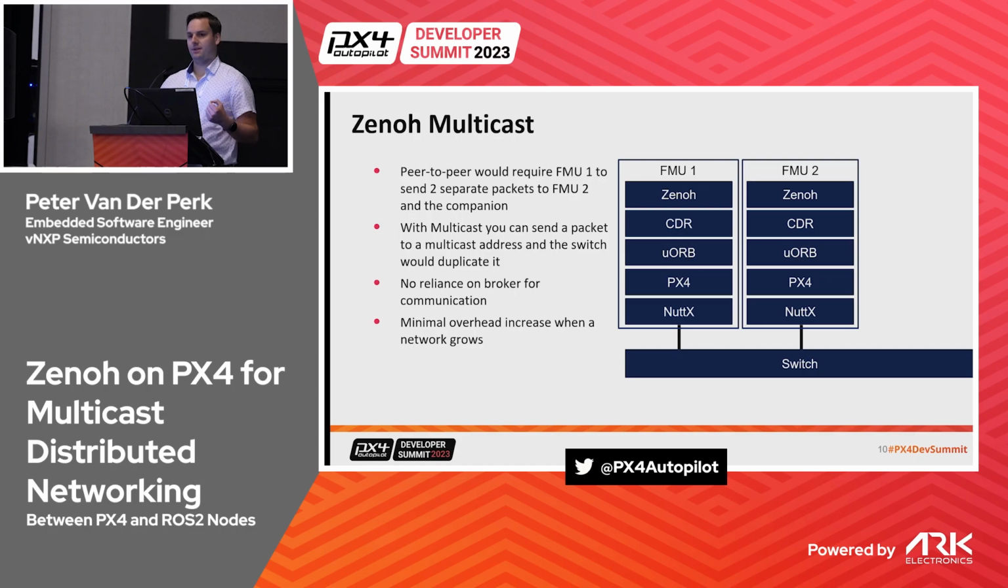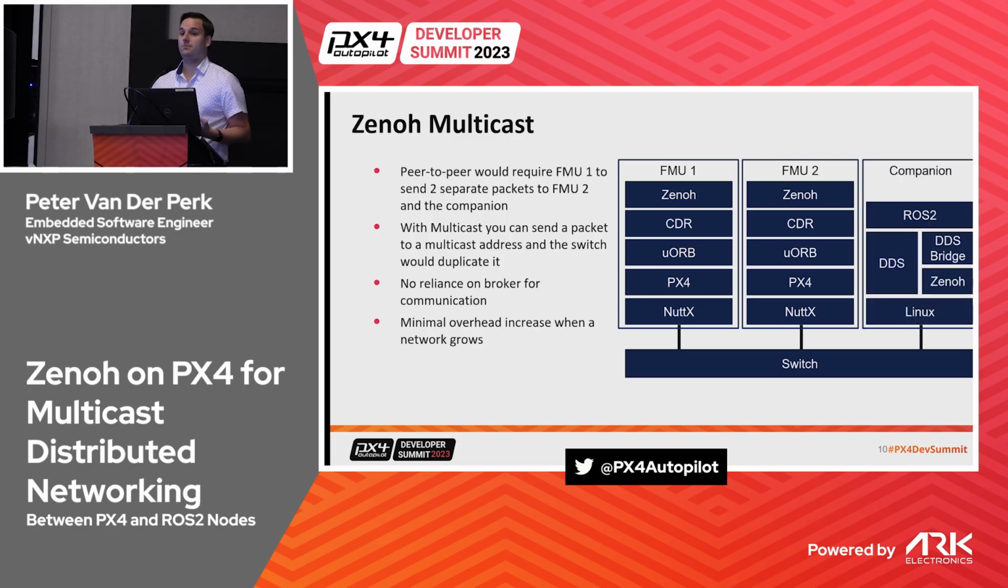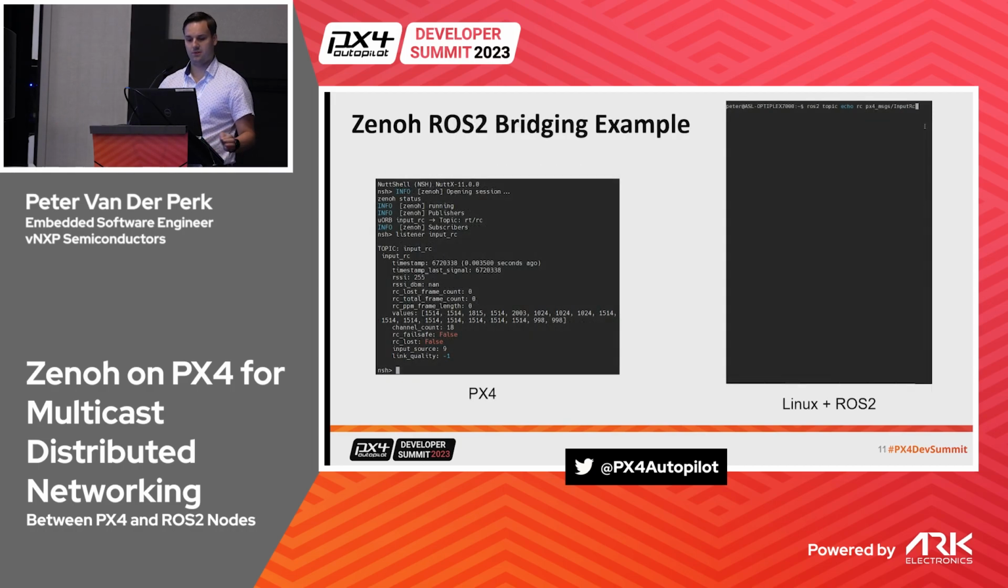What's good about that is if we just multicast our messages, we don't necessarily need a broker anymore. Whereas if you played around with DDS or bridges, you always needed an agent to go back to your microcontroller, but now it's a fully independent system. And also the nice part is there's no duplication needed anymore. So now I have two FMUs on the network. If I want to add a companion system, I can just add it and it can introspect. We can run the bridge and we can just see everything going on the network, and it just pops up as a ROS2 topic.